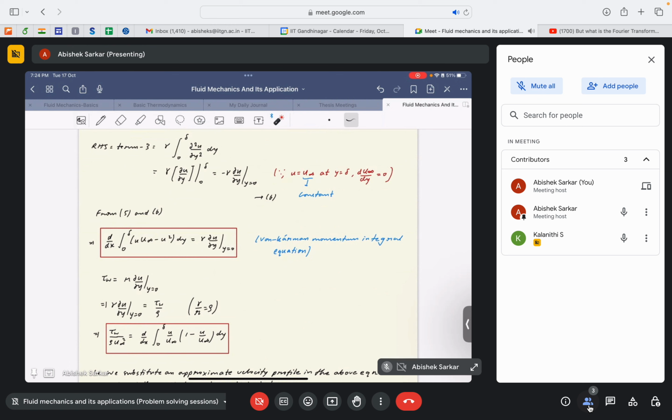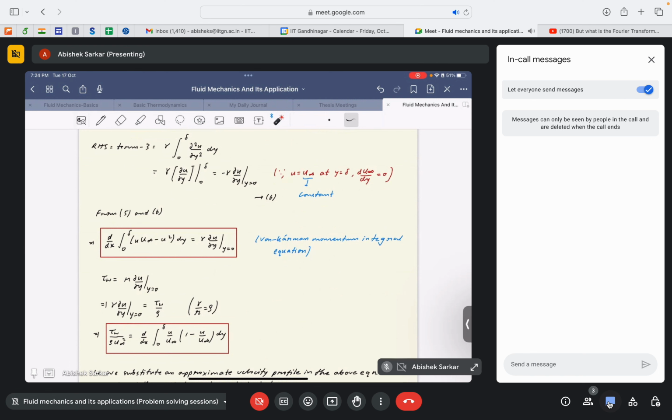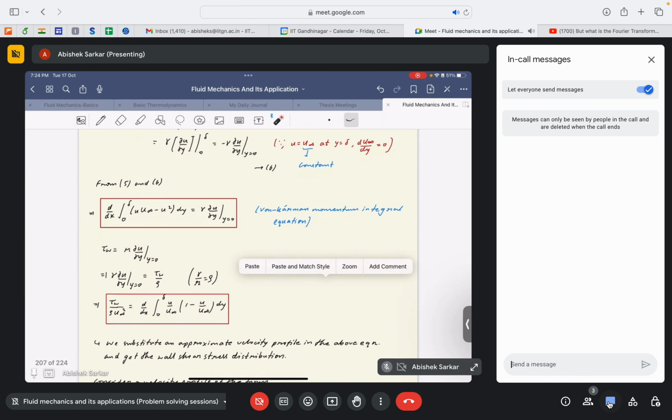Kalanthi, am I going a bit fast, or is it fine? You can just write yes or no, or you can say yes or no by unmuting yourself. That's fine. Okay, then I feel it's fine.